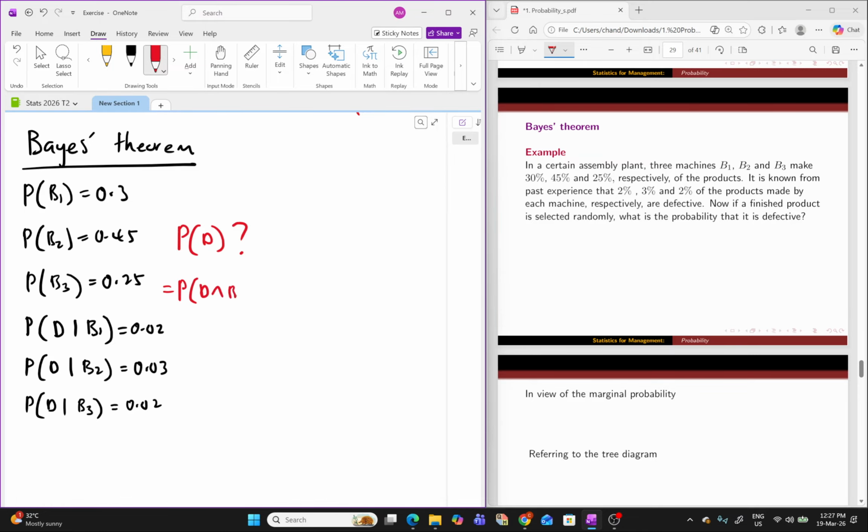D intersect B1, isn't it? And then any other intersection, we can find B2. Any other intersection? B3. So if we manage to find this one and this one and add them, we will get this one. So let us find this one first. I want to find this one.